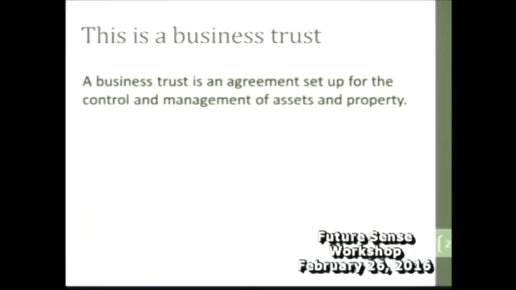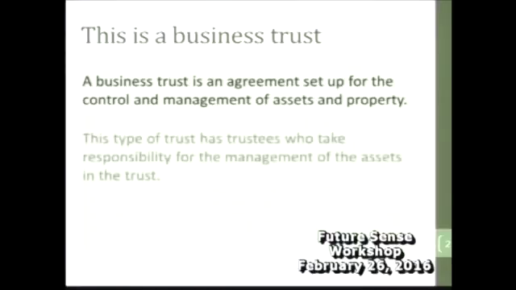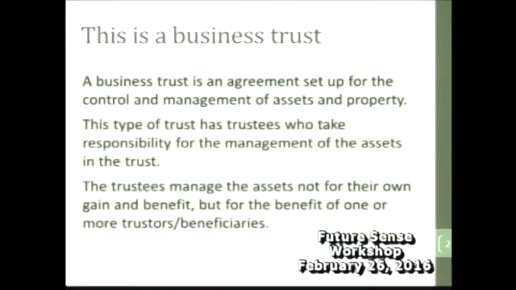So, GRF is actually a business trust. It's an agreement that was set up for the control and management of assets and property. It's a type of trust where trustees take responsibility for management of the assets, and that's really key there. It's managing the assets of the trust, and we'll look at what those assets are. The trustees manage the assets not for their own gain or benefit, but for the benefit of one or more of the trustors and beneficiaries. And we're going to define who those are in a second as well.